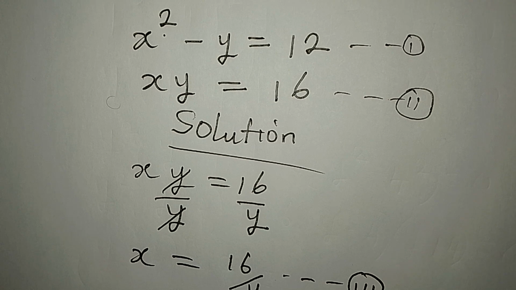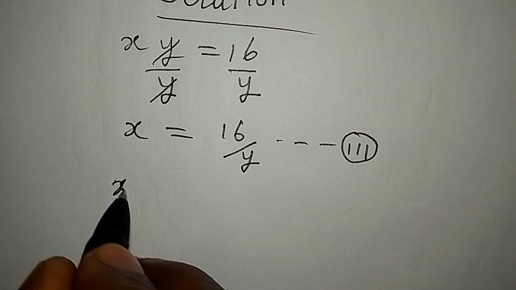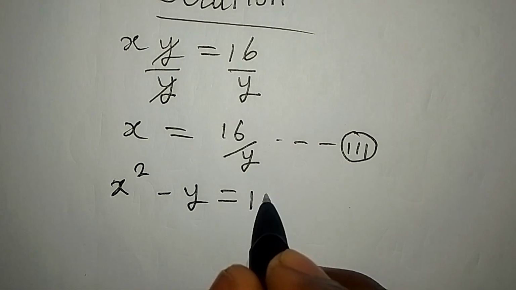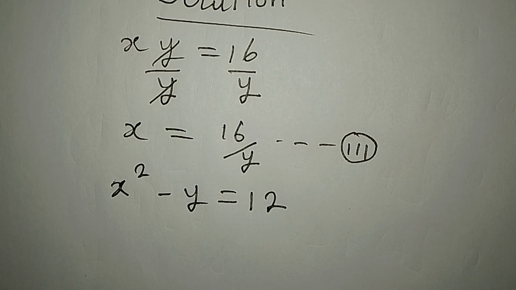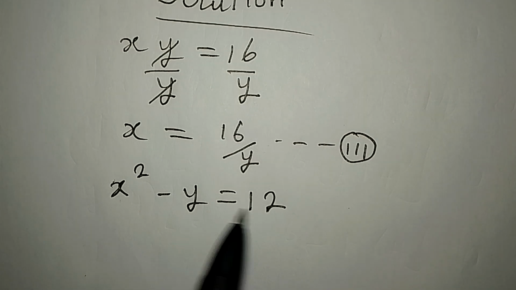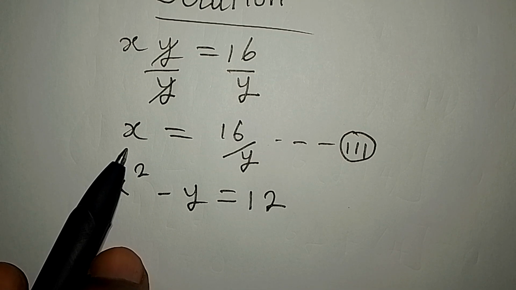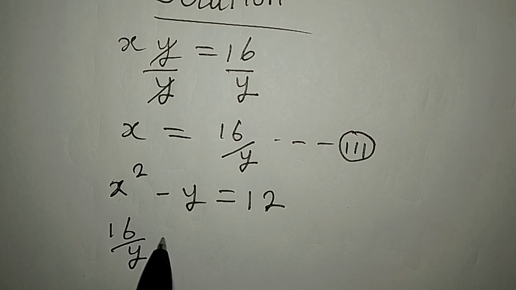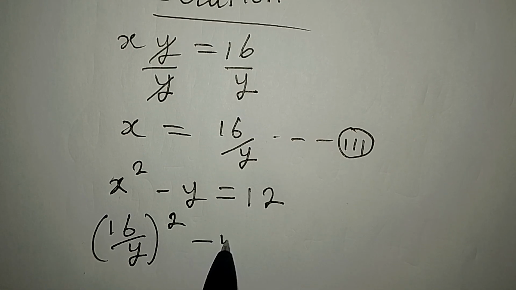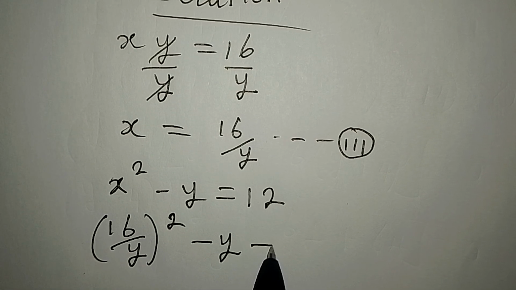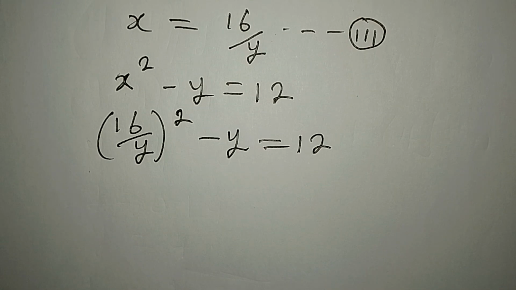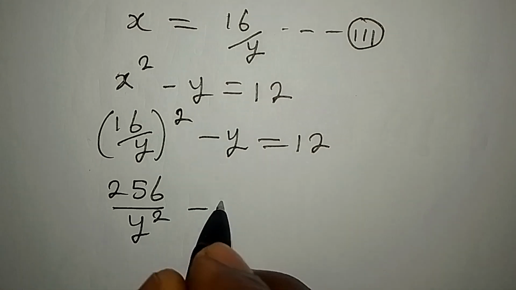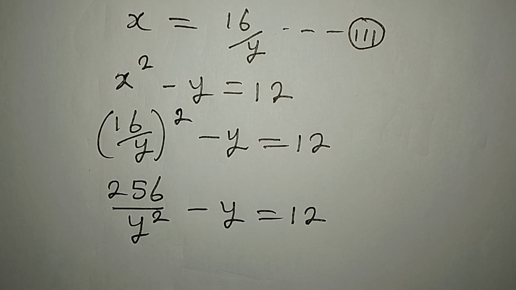Now let's look at our equation 1 again, which is x squared minus y equals 12. Now from here, we are going to substitute the value of x into this, so that we'll be having 16 over y to the power of 2 minus y equal to 12. Then from here we have 256 over y squared minus y equals 12.